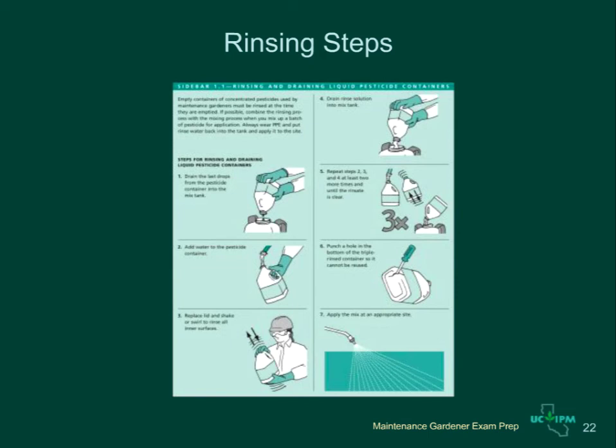Follow these numbered steps while rinsing. Number 1, drain the last drops from the pesticide container into the mix tank. 2, add the water to the pesticide container. 3, replace the lid and shake the container. 4, drain the rinse solution into the mix tank. Number 5, repeat these steps 2 more times so the container is triple rinsed. Number 6, punch a hole in the bottom of the container. And 7, apply the mix in the pesticide tank to a site that is listed on the label.